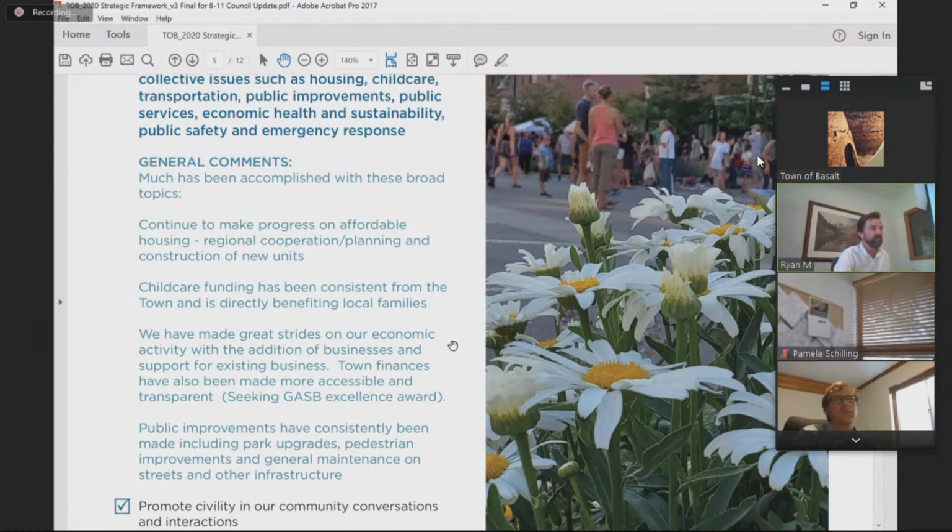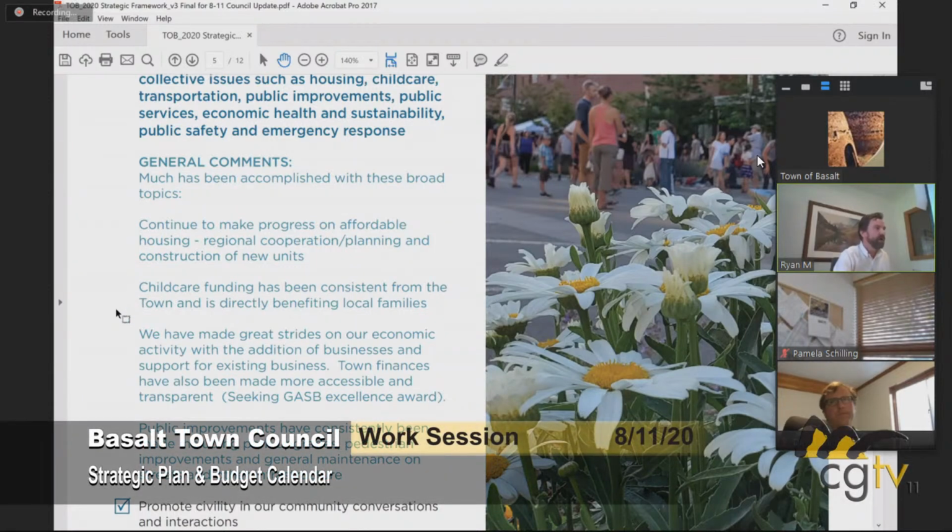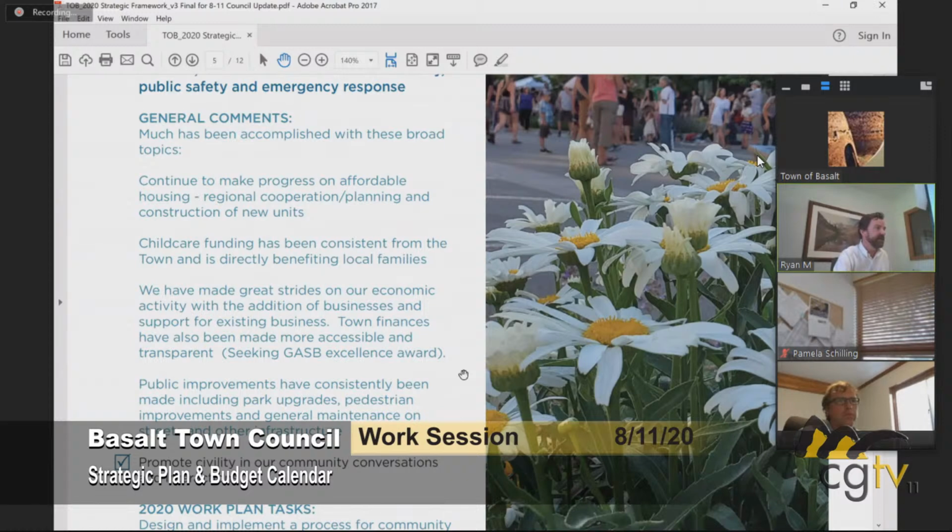Child care funding is something that we've been consistent with over the last several years. And some of that funding, we provided $90,000 this last year, plus another 10 that was to go toward a study that's been put on hold. But we'll bring that back around. But we're benefiting local families that way.